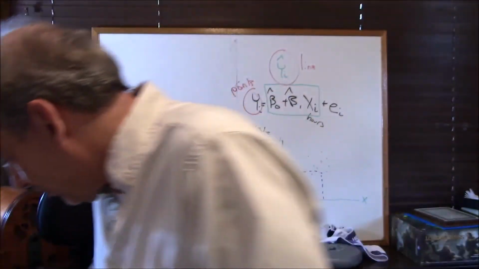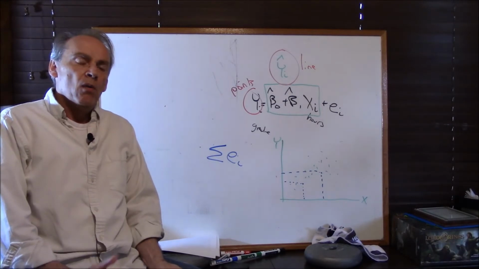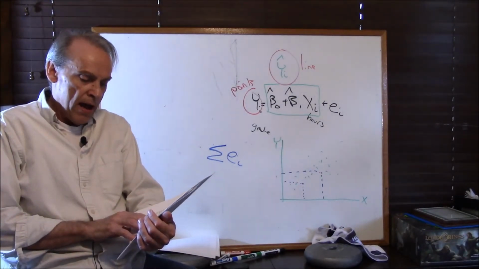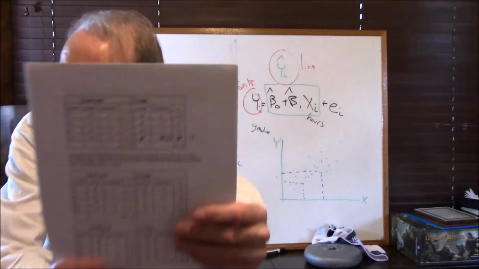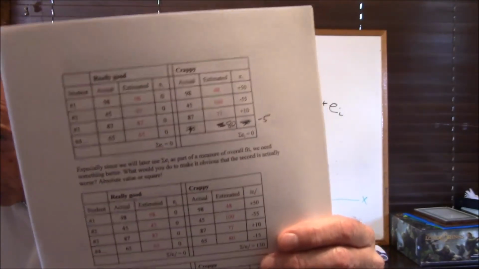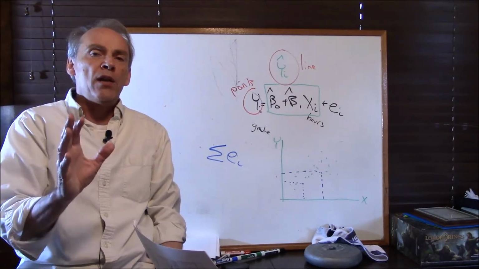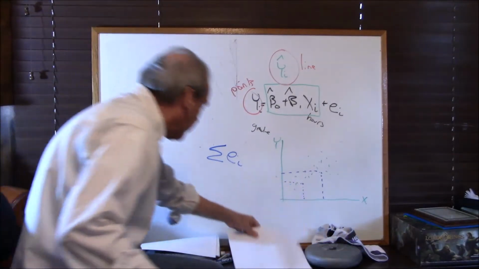Wouldn't it be great if we had a way to take that into account? Wouldn't it be great if we could show how these numbers on your right were actually worse than the ones on the left? How could we show that the numbers on the right are actually worse than the ones on the left? Let me write those numbers down right here.